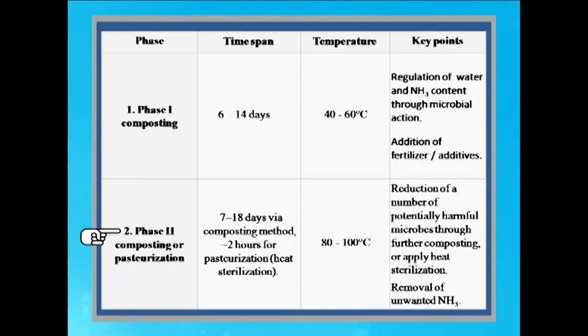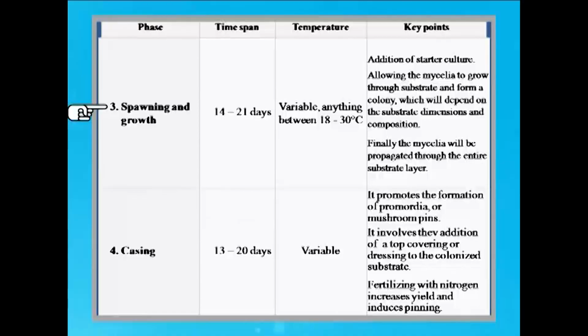By this, we will kill the pathogenic bacteria which will prevent the growth of the mushroom through the production of antibiotic. So this mushroom substrate is ready, and now it will be inoculated. And this phase commonly includes two steps. One is the spawning, another one is the casing.